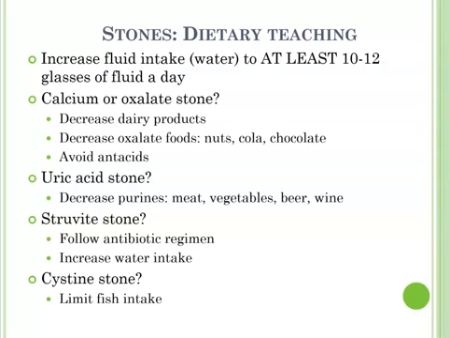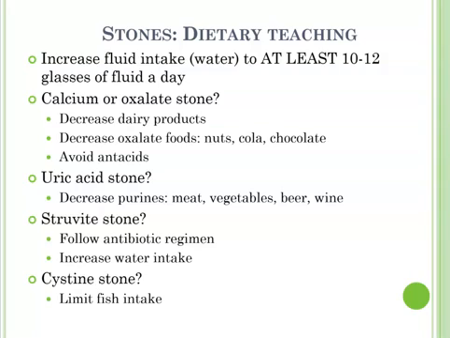And then we have to look at whatever type of stone it is, because we're going to have some specific teaching based on that type of stone. So if it's a calcium or oxalate stone, we're going to talk with them about decreasing dairy products. We don't want them to have things like nuts or cola, chocolate in large amounts. And they certainly want to avoid antacids as much as possible.